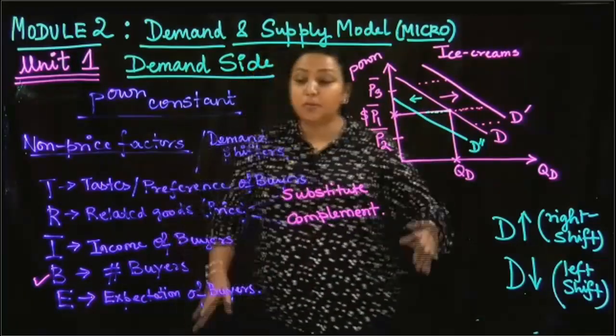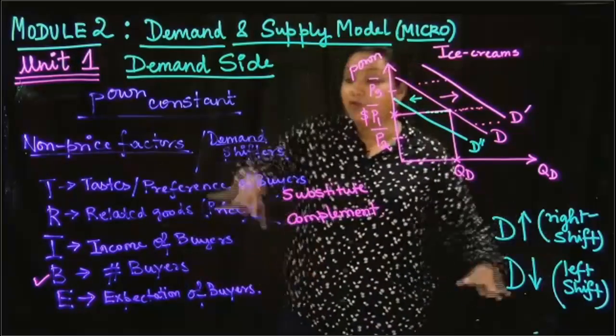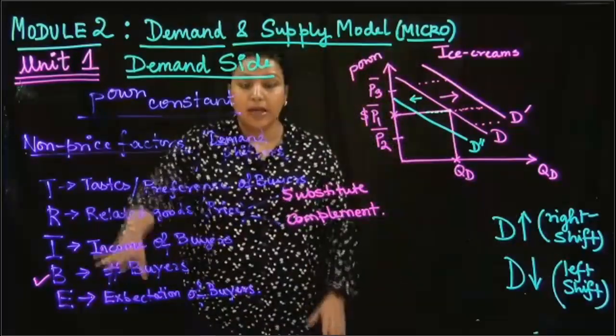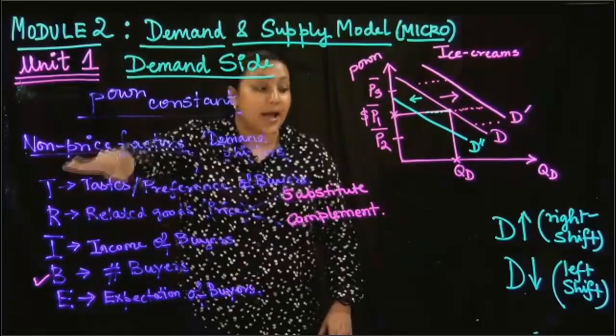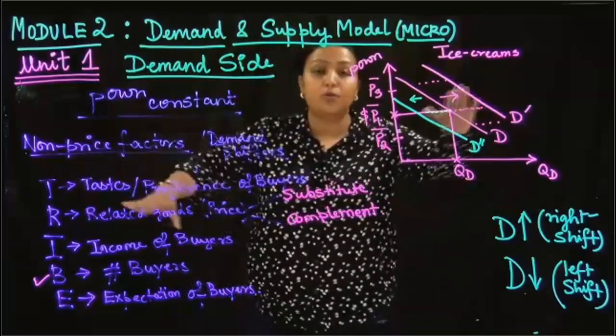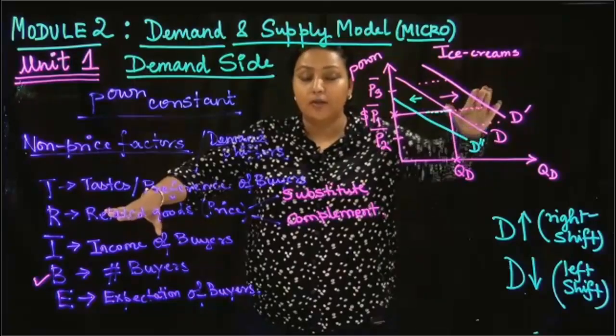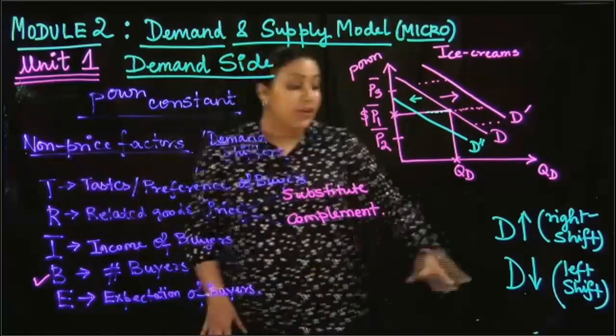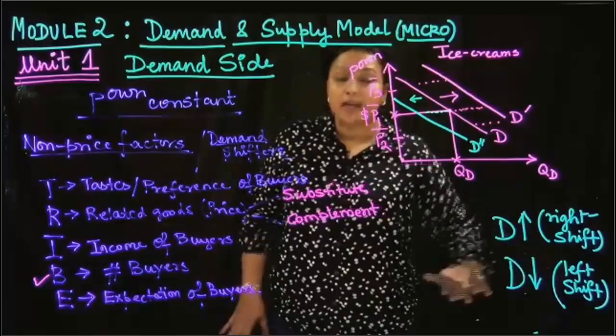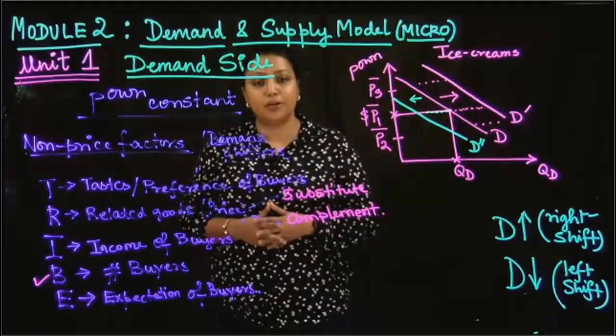Okay, so this would be true for any of these factors. If any of these factors change in such a way that the demand goes up, there would be a right shift of the demand curve, and if any of these factors change in such a way that there is a decrease in the demand, then you would see a left shift of the demand curve.